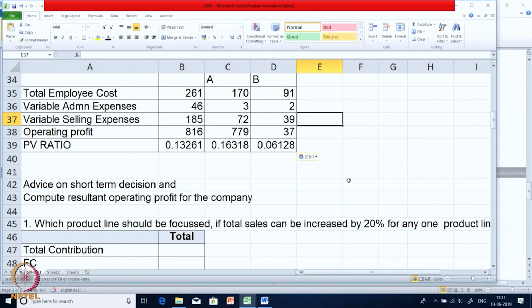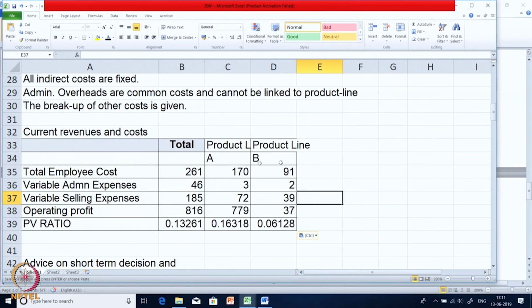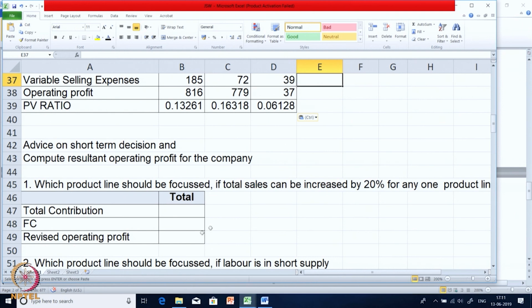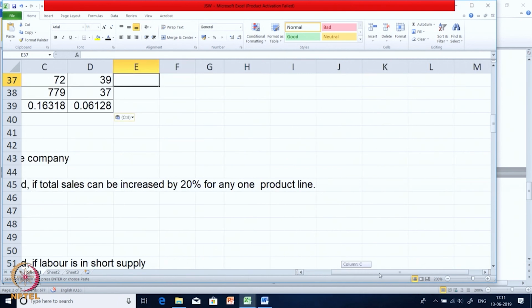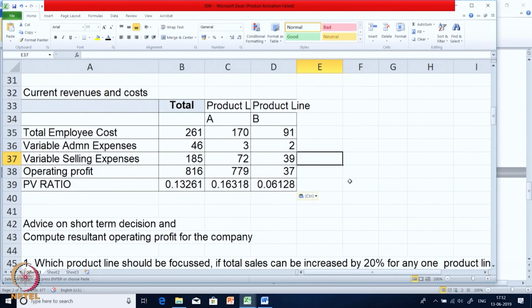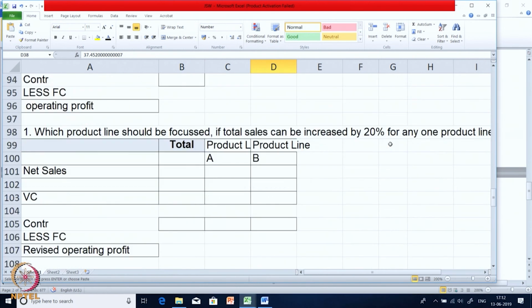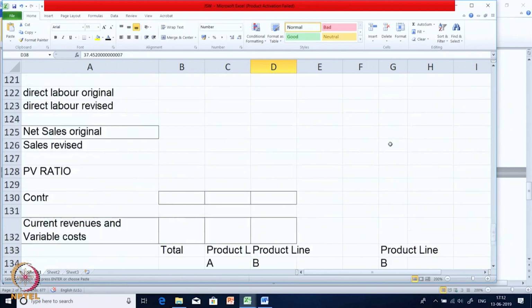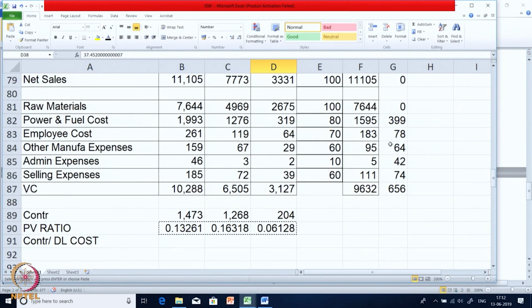Now there is a decision making part. This was just the calculation. The decision making part says that which product line should be focused if total sales can be increased by 20% for any one of the products. So out of A and B, which product line will you choose? Will you go by operating profit or contribution or sales or PV ratio? Here you can see all the information.